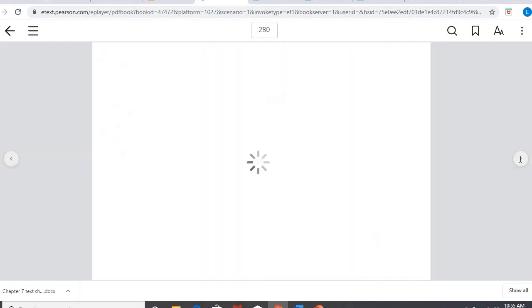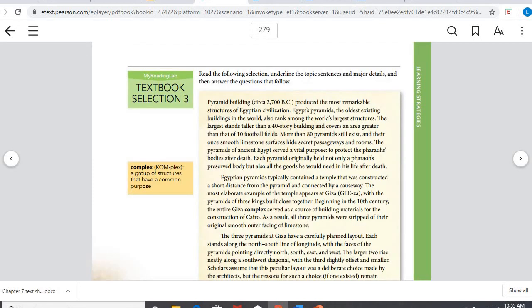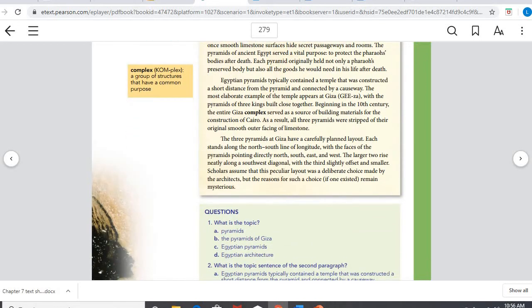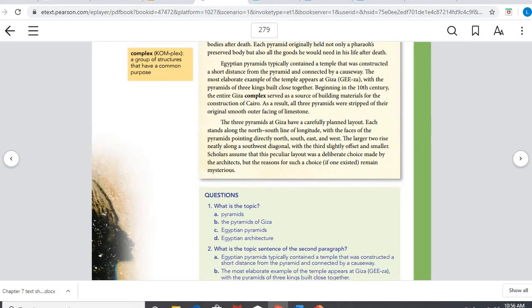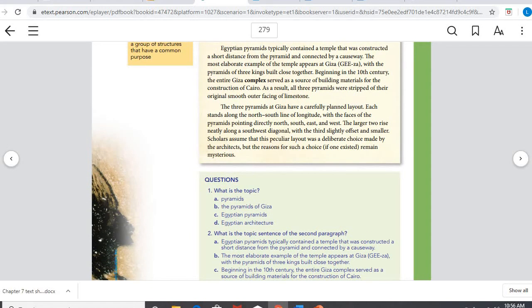Okay, we have to click over to get the other couple questions. And so I will get the paragraph right on the screen and I'll read the questions. You don't have to click back and forth. Question 3 wants to know the topic sentence of the third paragraph. So if you want to look at the third paragraph again. If you are looking hopefully at the options, you will see that our topic sentence is A. The 3 pyramids at Giza have a carefully planned layout.